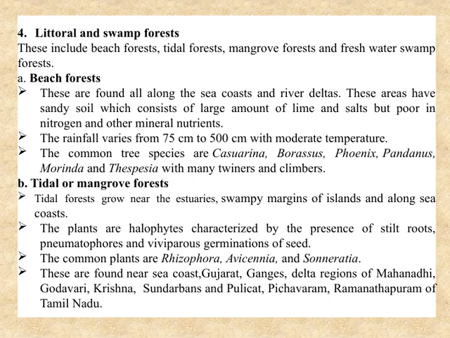Common mangrove species include Rhizophora, Avicennia, and Sonneratia. These forests are found in key regions such as the sea coasts of Gujarat, the Ganges Delta, and the delta regions of Mahanadi, Godavari, and Krishna, as well as the Sundarbans, Pulicat, Pichavaram, and parts of Ramanathapuram in Tamil Nadu. Understanding these forests is important because they form vital ecological zones, providing habitat for diverse species and protecting coastal areas from erosion. Their unique adaptations to challenging environments highlight the incredible resilience of nature.